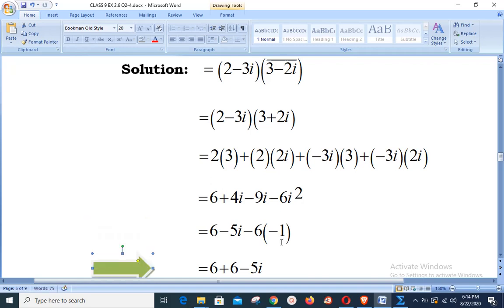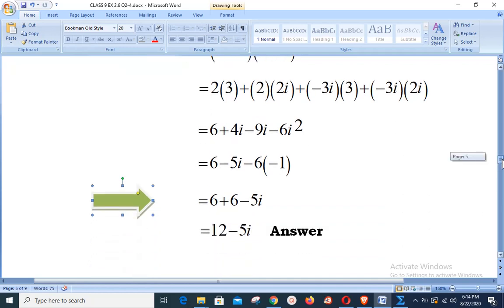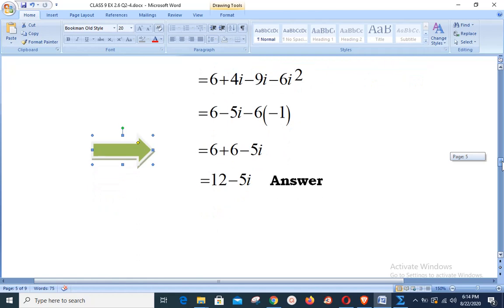In the next step, simplifying the values, we have plus 6 and minus 5 iota. You all know 6 plus 6 results in 12, whereas minus 5 iota, the single value with imaginary part, remains same. Hope you all understand.